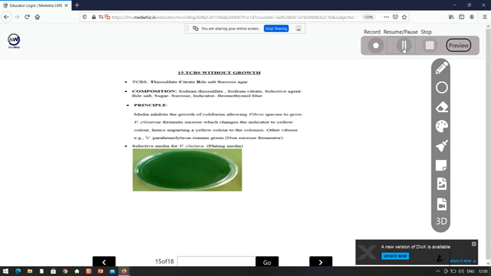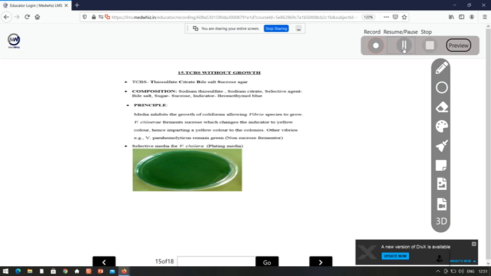Next we have TCBS. TCBS means thiosulfate citrate bile salt sucrose agar. The composition of this TCBS: it contains sodium thiosulfate, sodium citrate, a selective agent like bile salt, a sugar like sucrose, and an indicator called bromothymol blue.